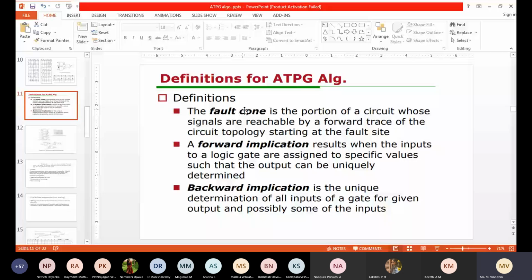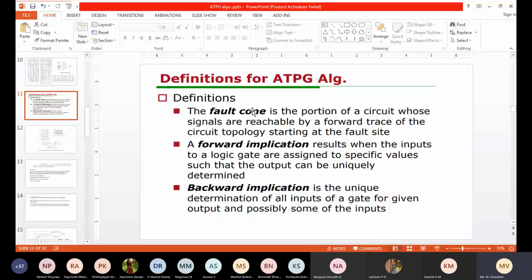In an ATPG algorithm, when we get the test vector, if the circuit is huge, we will not analyze the complete circuit at a stretch and get the test vector. The circuit will be divided, partitioned, and then we will get the test vector. So when you partition it, split it, or cut it, each partition we call a fault cone.